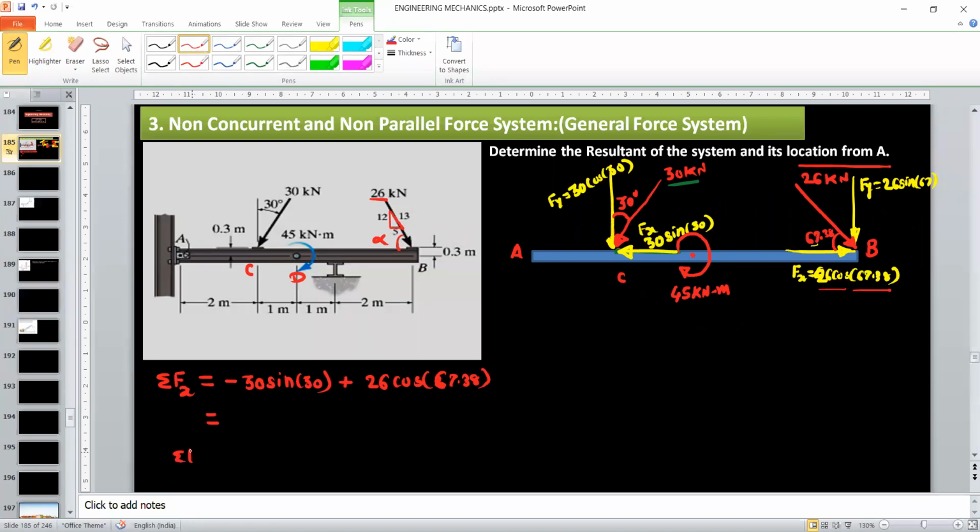Next write summation Fy. For summation Fy, 30 cos 30 and its direction is downward, so this is minus 30 cos 30. The second component is 26 sine 67.38. Again, it is downward, so it is negative: minus 26 sine 67.38. Okay, so get this value.